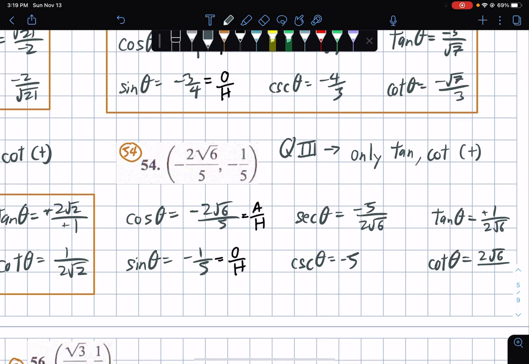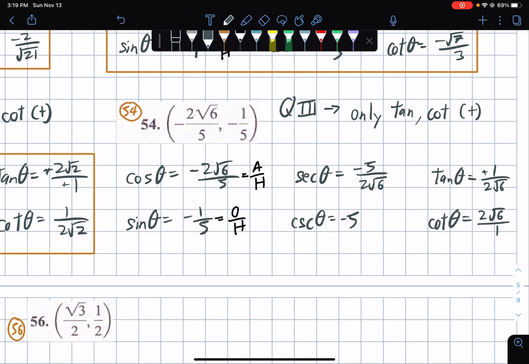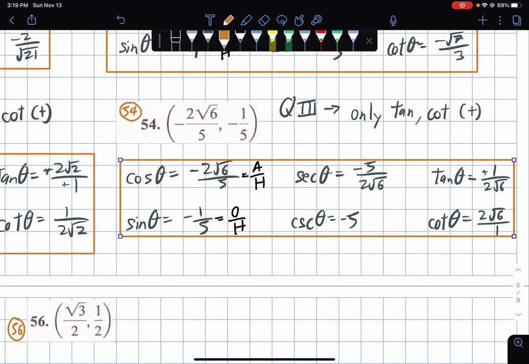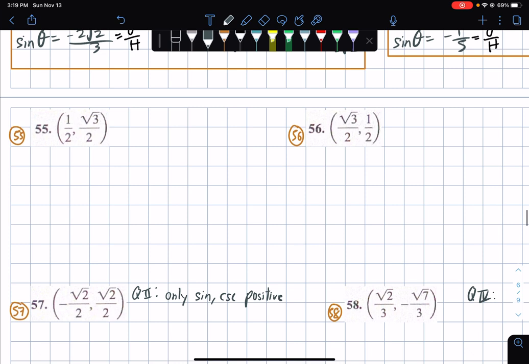Alright. This is finished. Number 55. Since x and y are positive, it's quadrant 1. All positive. So, cosine theta is 1 over 2. Sine theta is square root of 3 over 2. Inverse of cosine is secant. Secant theta is 2. Inverse of sine is cosecant theta, which is 2 over square root of 3.